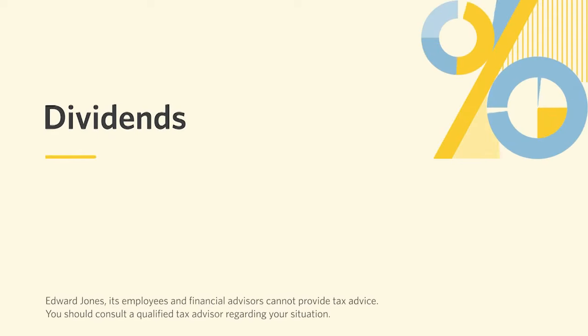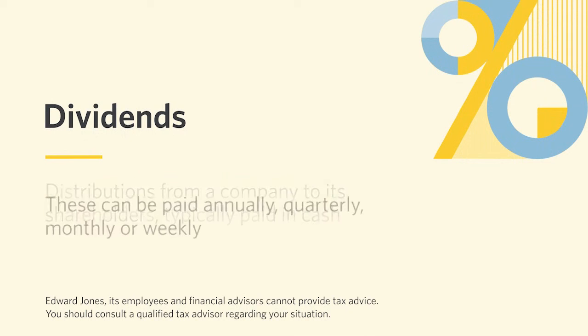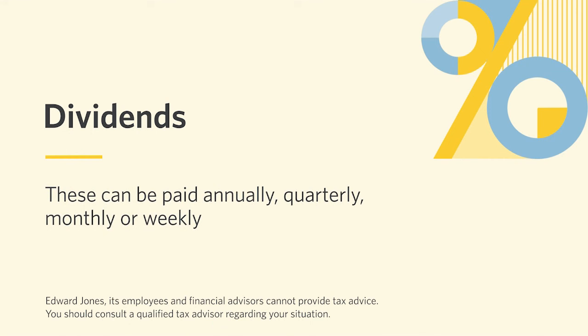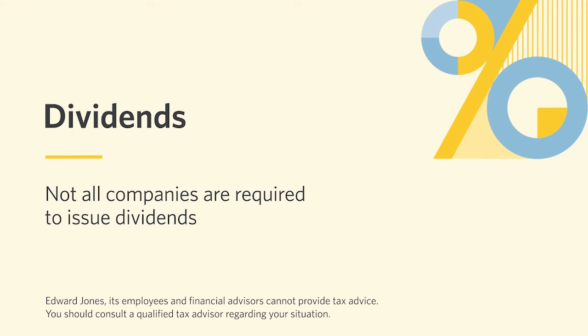Now, dividends, on the other hand, are distributions from a company to its shareholders, typically in the form of cash. While often paid out quarterly, dividends can be paid out annually, monthly, or even weekly. However, dividends are not required to be paid out by companies, and many choose not to issue dividends at all.